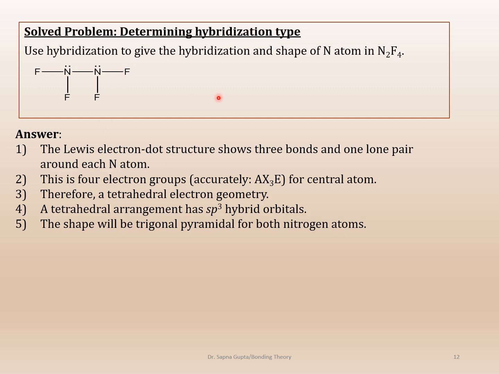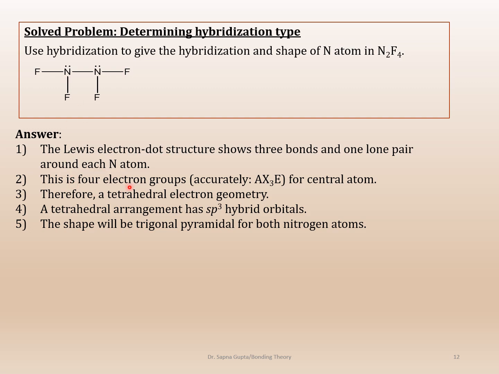So here is a problem for determining hybridization type. Use the hybridization AX formula to find the hybridization and the shape of N in N2F4. So first of all, here is the structure for it. If it wasn't given, you have to draw the Lewis structure for it. Now you can see there are 3 bonds and 1 lone pair of electrons on nitrogen.